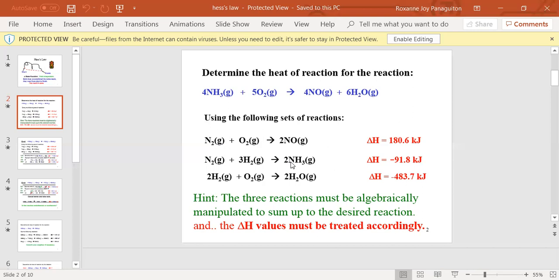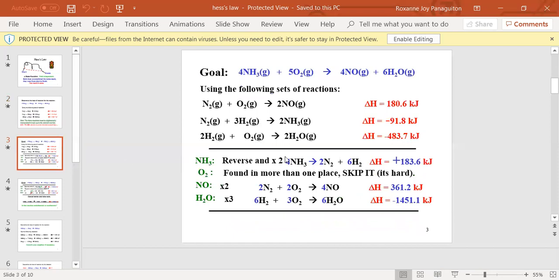So what you're going to do is you have to find a coefficient that you will multiply to the second equation so that it will now have 4 moles of ammonia instead of 2. Okay, so what you're going to do, you are going to multiply the second equation by 2. Okay, so this is times 2 for your second equation. And then after which, you also need to multiply the heat of the reaction times 2.